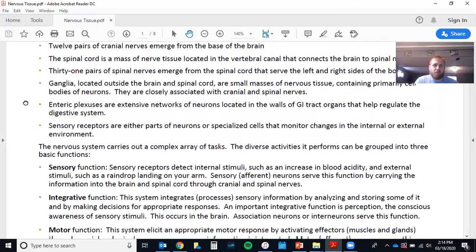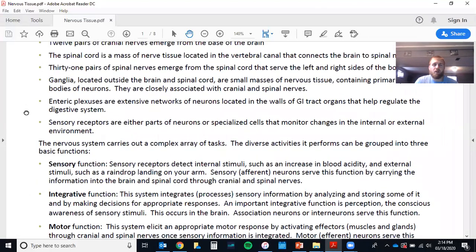Other things include enteric plexuses. These are extensive networks of neurons located in the walls of GI tract organs, helping regulate the digestive system. They turn on when the muscles in the stomach wall contract to churn your food. We also have various digestive secreting glands in places like our stomach and intestines, and the enteric plexuses turn those on and off to help us digest food. We'll talk more about those later this semester when we get to the digestive system, so for now, we'll leave it there.